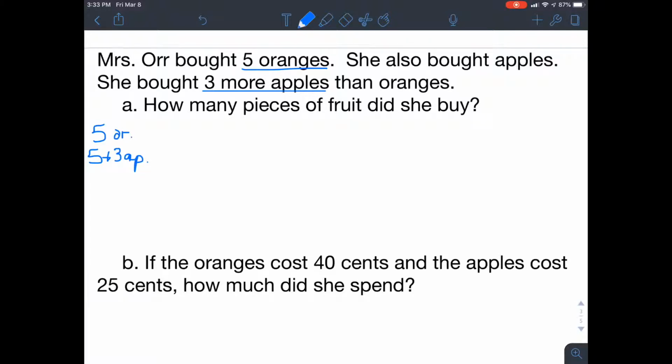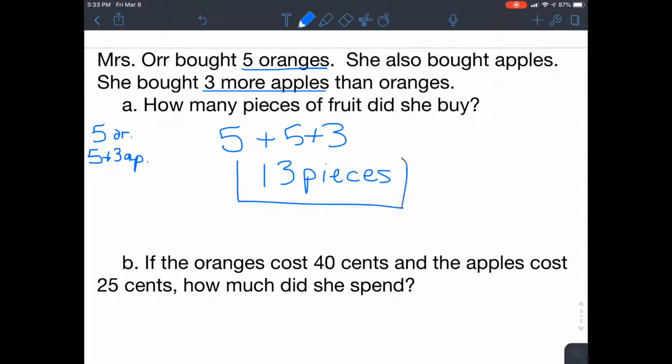Okay, so how many pieces of fruit did she buy? Well, I bought the 5 oranges plus that 5 plus 3 apples. So that's 13 pieces of fruit. There's my box so that my teacher can tell where my answer is. Now, did you notice that I wrote down my expression first before I simplified it? You need to do that in your work as well. And make sure you're labeling just like I did.